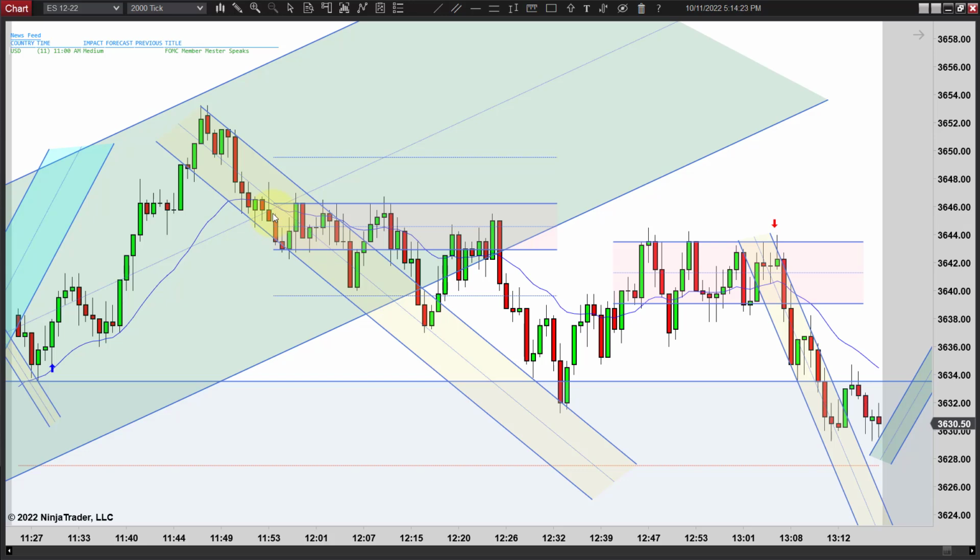There is a failure right here. Actually, it doesn't really break higher, but it looks like one. But it looks too congested. So just wait, and you can see it does. It ends up just going sideways, even though that would have worked. But I don't see anything in there long or short that I would want to take.